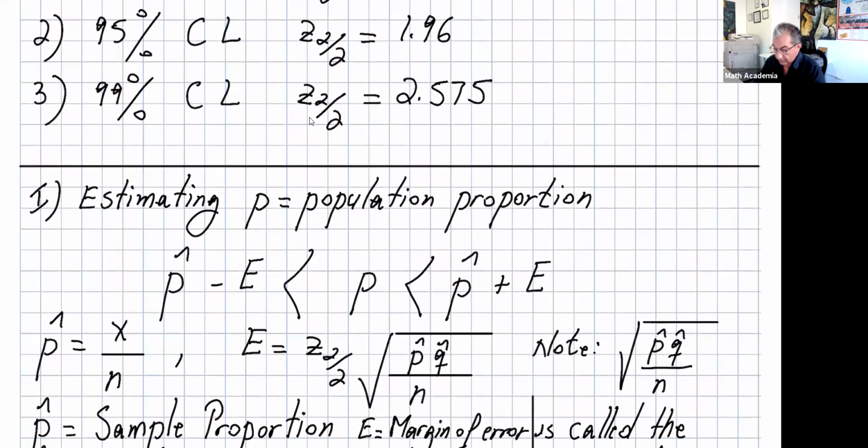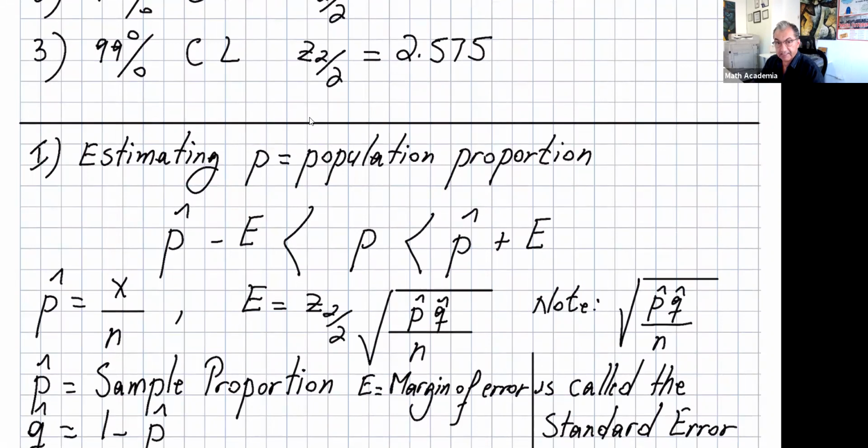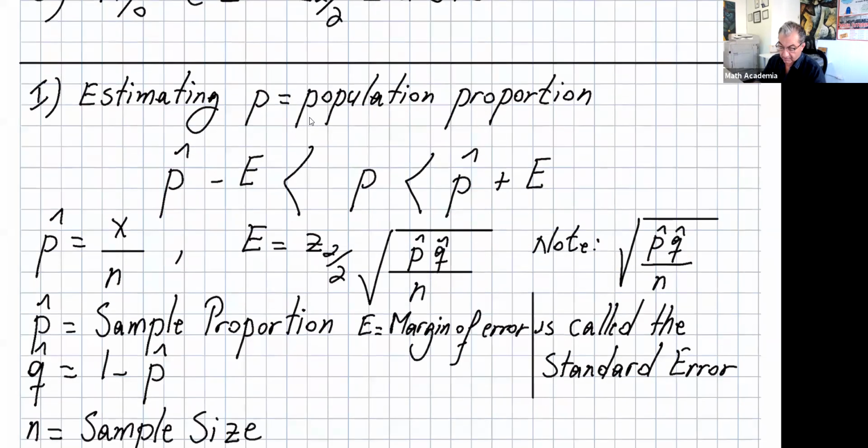So now we learned how to find the critical values. Let's start with our first parameter, estimating P, the population proportion. The confidence level will be given to you, and the confidence interval is written like that. P hat is the sample proportion, and we said that's the point estimate for P. So you write P hat minus E, P, and P hat plus E. P hat, you can calculate by doing X over N.